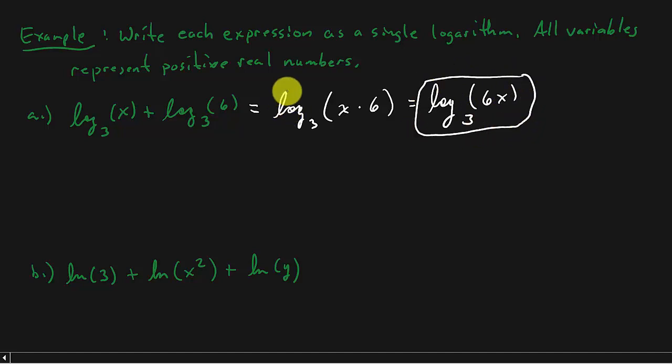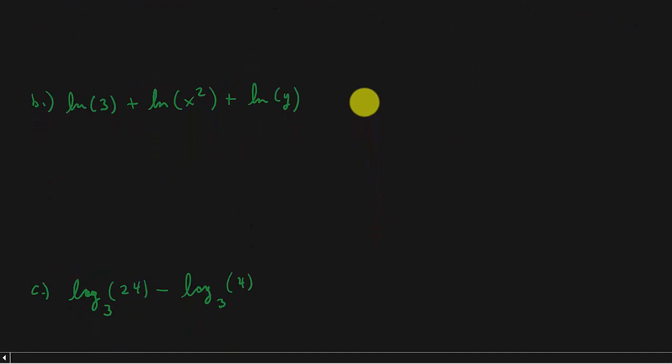Now look, this step that I showed right here, you don't have to show that step on this problem. This is just easy. You bring them together and multiply x times 6 is 6x. You could go straight to this step right here. All right, so what about this one?